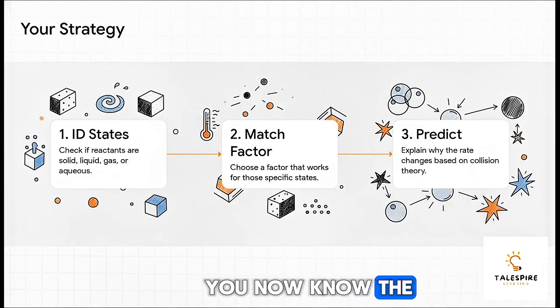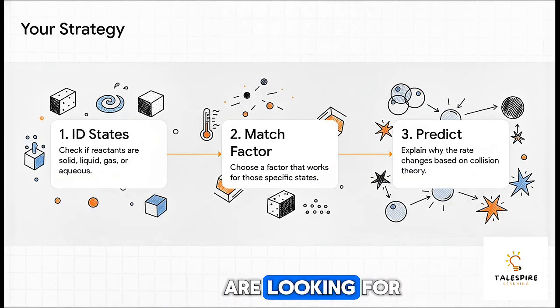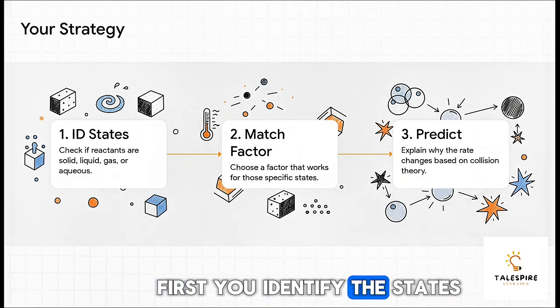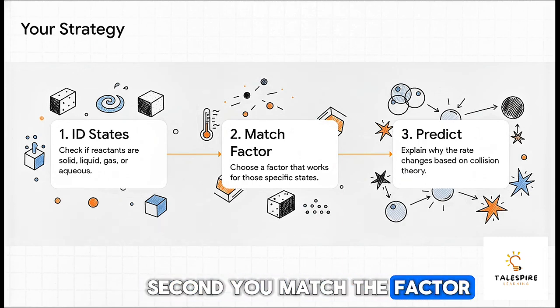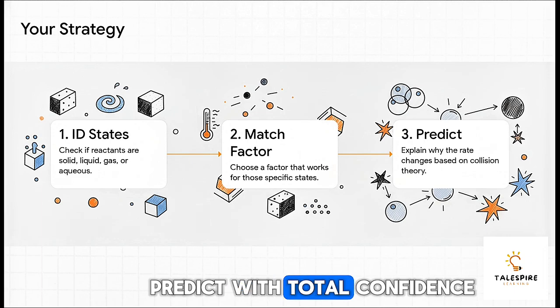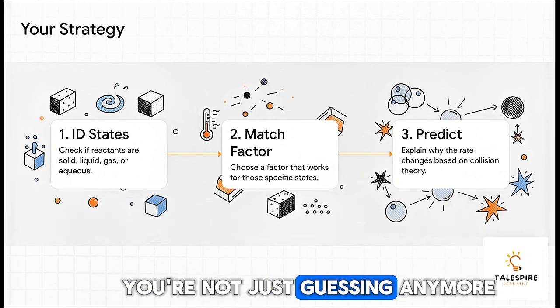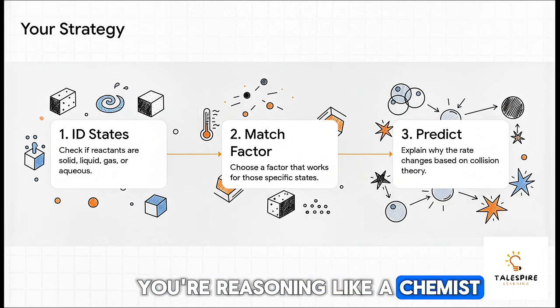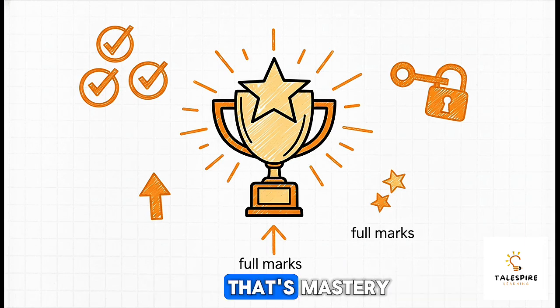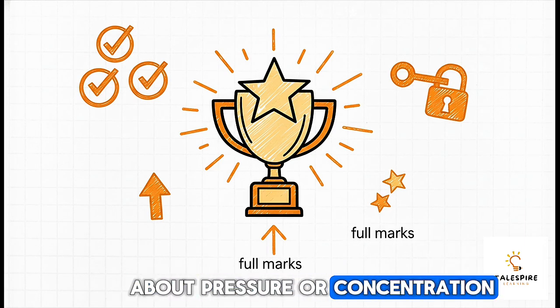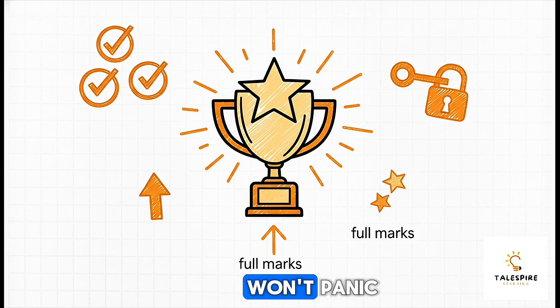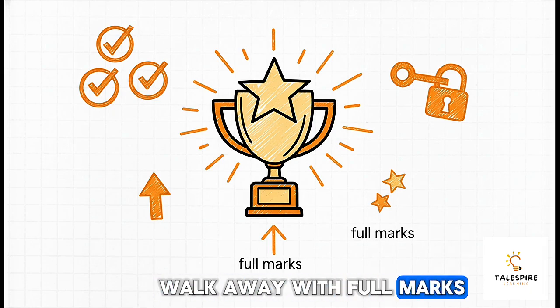You now know the exact strategy that examiners are looking for. First, you identify the states. Second, you match the factor. And third, you can predict with total confidence. You're not just guessing anymore, you're reasoning like a chemist. And that feeling right there, that's mastery. So the next time an exam question asks about pressure or concentration or anything else, you won't panic. You'll check the states, apply the rule, and walk away with full marks.